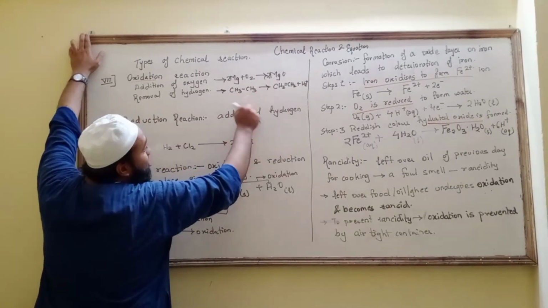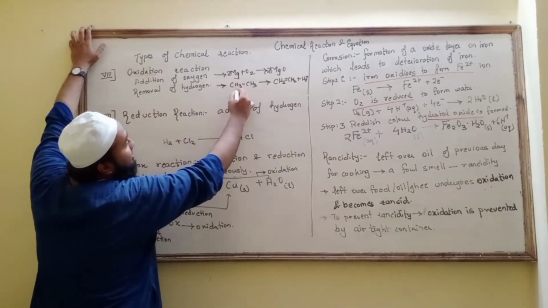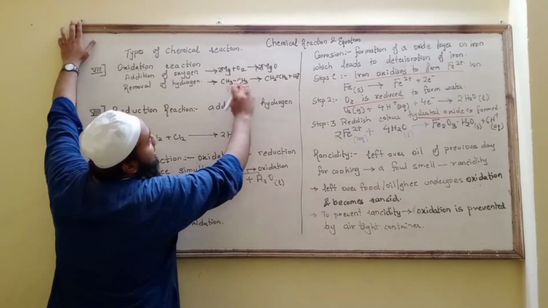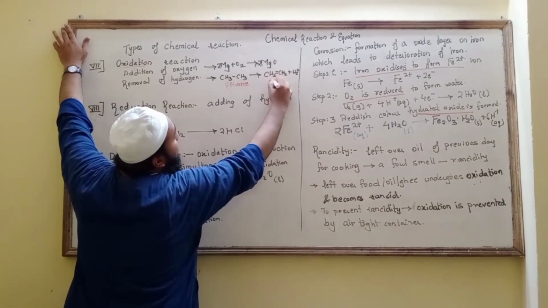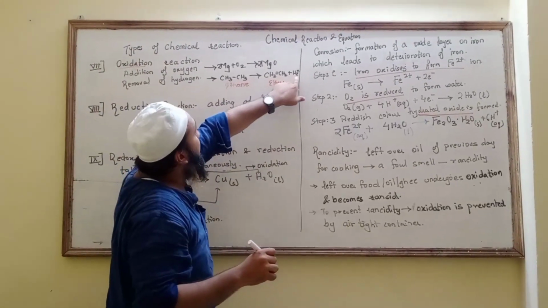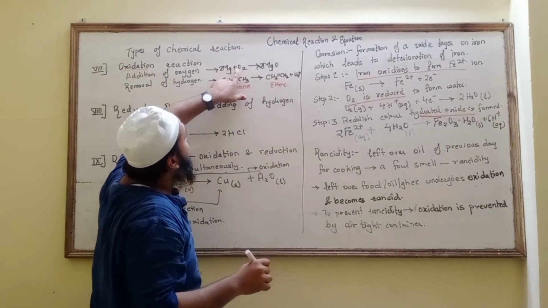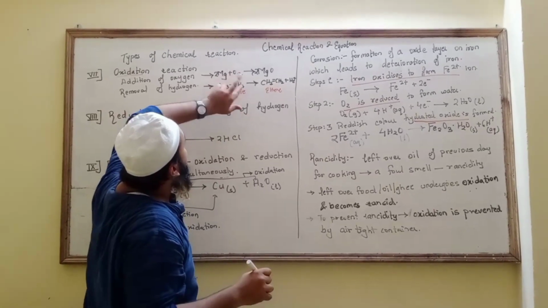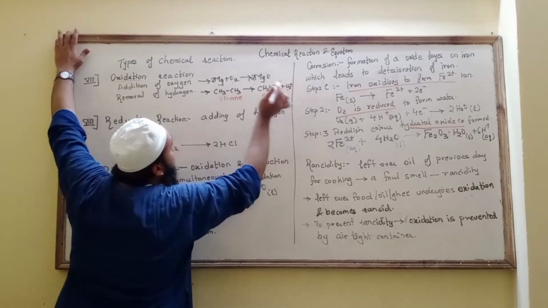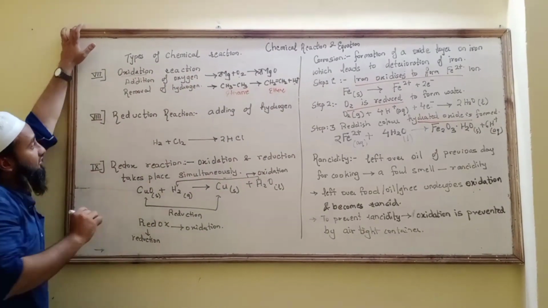The reaction is balanced. Over here, this is ethane. Ethane gives ethene plus hydrogen. So here there is a removal of hydrogen, and here there is an addition of oxygen. So in both the cases, wherever there is addition of oxygen or removal of hydrogen, that reaction is an oxidation reaction.